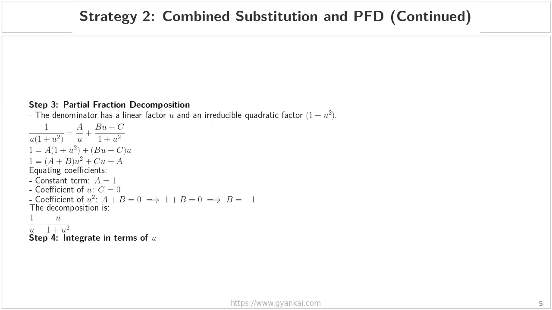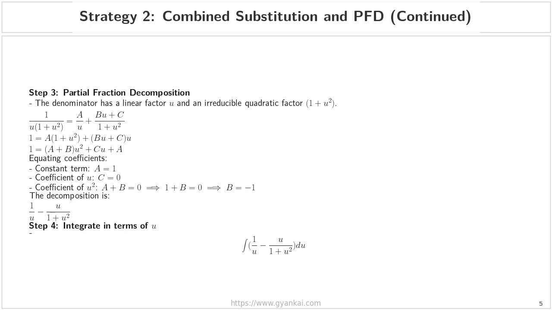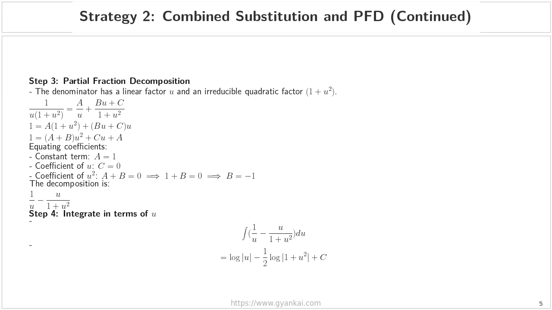Now, let's move on to step 4, integrate in terms of u. We now have the integral of 1 over u minus u over 1 plus u squared, with respect to u. The integral of 1 over u is simply the natural logarithm of the absolute value of u. For the second term, the integral of u over 1 plus u squared, we can use a simple substitution. The derivative of 1 plus u squared is 2u, so we need to adjust for that. The integral becomes 1/2 times the natural logarithm of the absolute value of 1 plus u squared, plus the constant of integration, C.